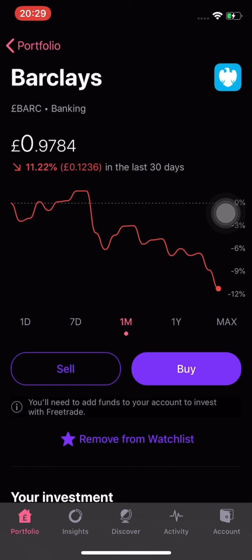I think most of the banks have had quite a rocky month this month, so I'm not surprised with NatWest dropping, Lloyds, they've all pretty much dropped.